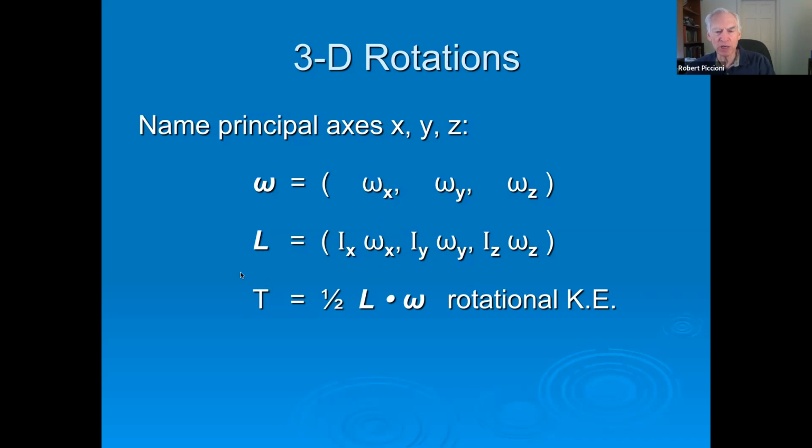And the rotational kinetic energy is, we said, 1/2 I omega squared, but you can also write it this way. This is equivalent. This is the angular momentum times the angular velocity, 1/2 of that.